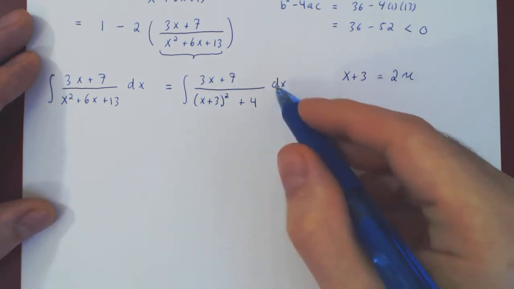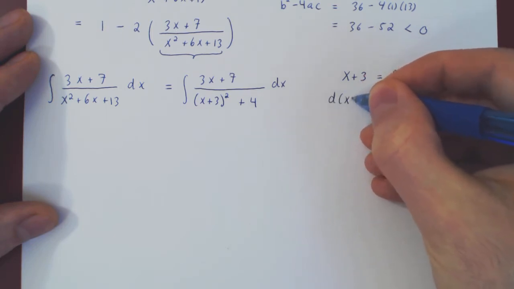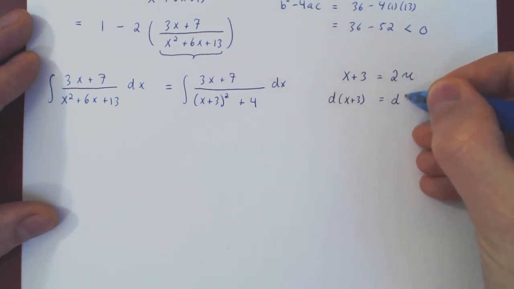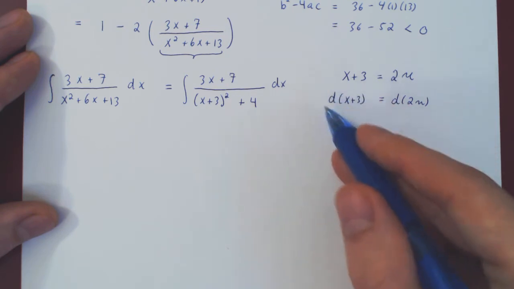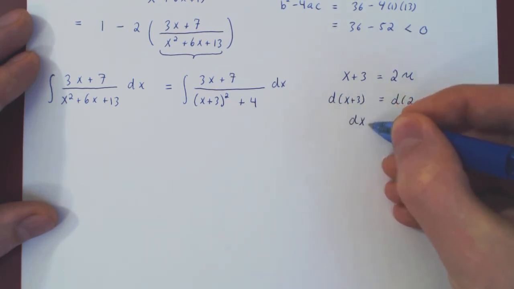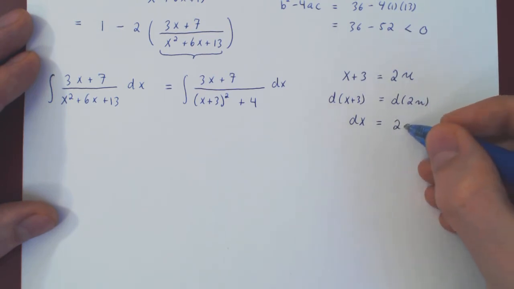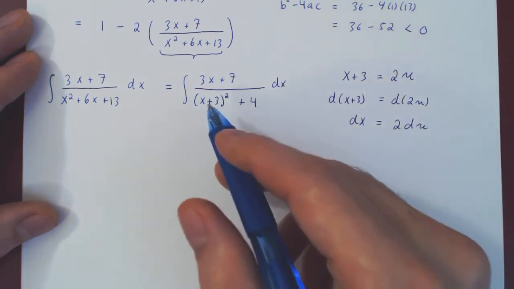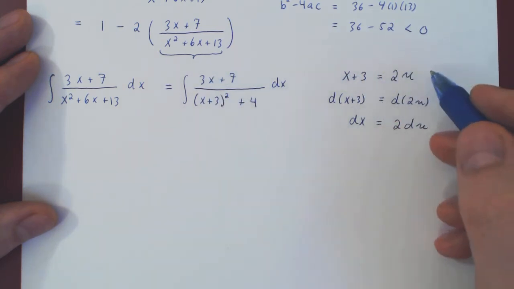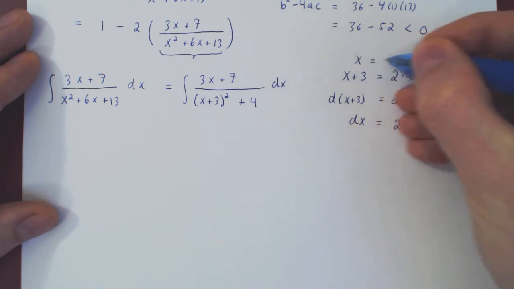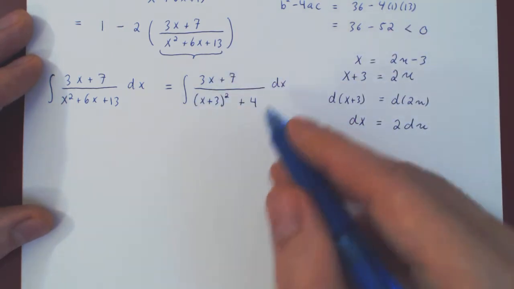Now, we need a differential, so both sides are equal, so they have the same differential. The differential of x plus 3 will equal the differential of 2u. The derivative of x plus 3 is 1, so the differential of x plus 3 is simply dx, which will equal, well, the derivative of 2u is 2, times, of course, du. So dx is 2du, and all we're missing is the x here. So what is x in terms of u? Well, quite simply subtract 3 on both sides, and so x will be 2u minus 3.